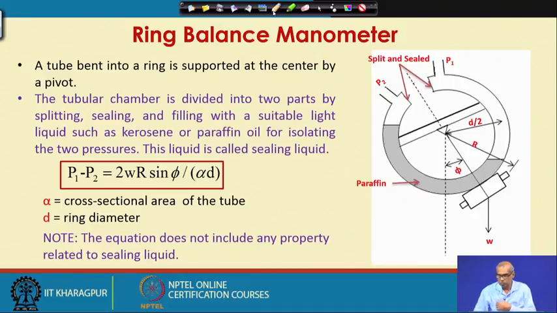Now, when P 1 equal to P 2, that means the two ends are connected to the same pressure source, the tube will not experience any torque, the tube will show no movement.